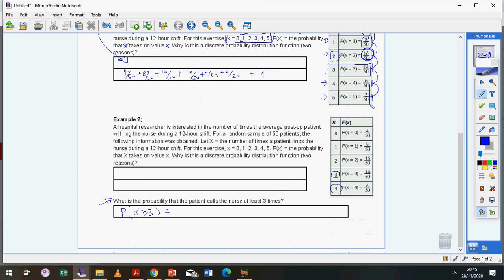So the probability that this person calls the nurse at least 3 times is, you're going to add the probability that the patient calls the nurse 3 times plus the probability that they call them 4 times plus the probability that they call them 5 times, right? So that will give you the probability of at least 3 times, because I'm using this table, since this question is just the same as that question. At least 3 times is 3, 4, or 5 times. If you had said at least 2 times, that will be 2, 3, 4, or 5 times.